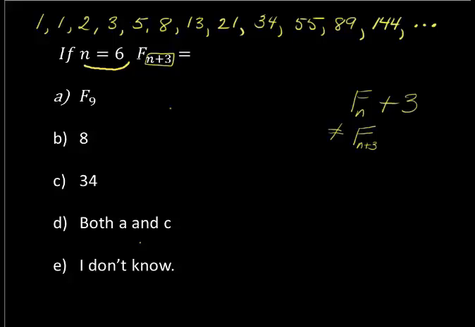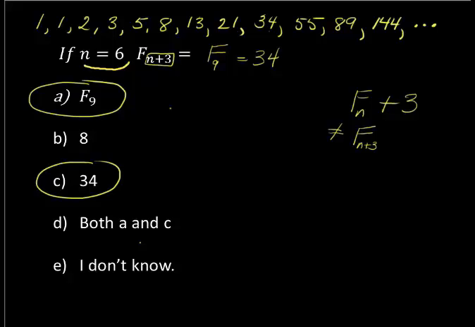We want, if n is 6, f sub 9, 6 plus 3. The 9th Fibonacci is, well, just count over, 1, 2, 3, 4, 5, 6, 7, 8, 9. The 9th Fibonacci is 34. So our answer is C. Oh, and it's also F9. So here we have 2 correct answers. The 9th Fibonacci is what we want, and the 9th Fibonacci is 34. So these 2 are the same thing. You have 2 correct answers there.